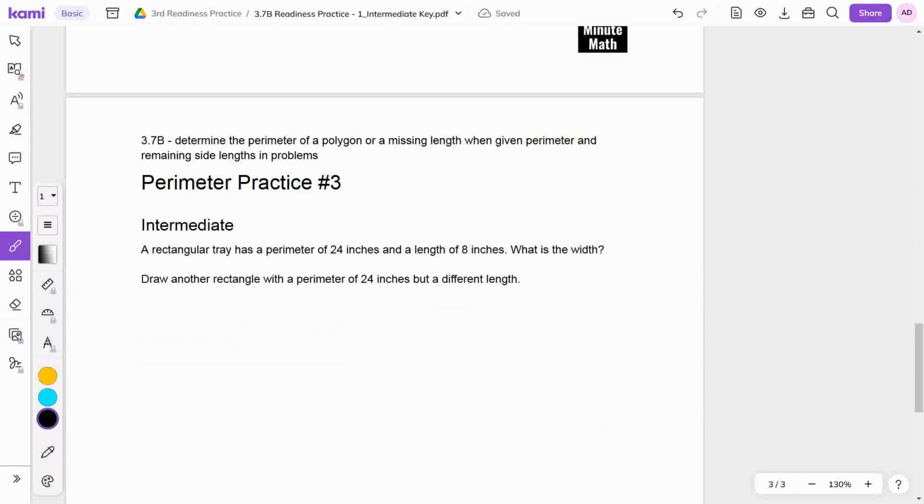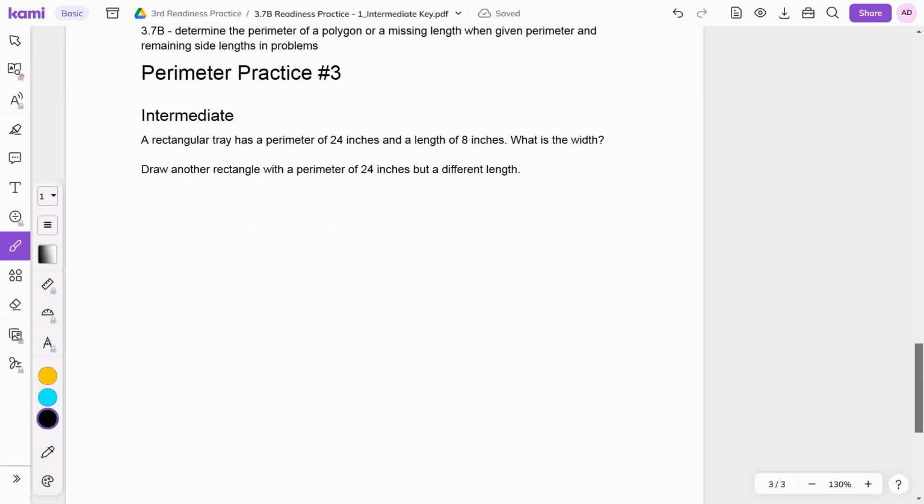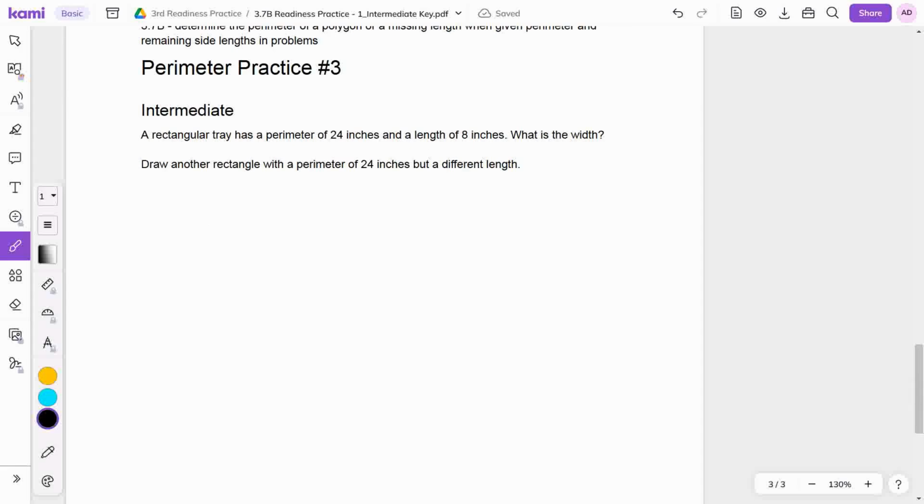Sometimes when we're dealing with perimeter, they give us the perimeter and the length of a rectangle, and we need to find the width. And we need to draw another rectangle that has a perimeter of 24 inches, but a different length. Okay. So let's start with this first problem here.